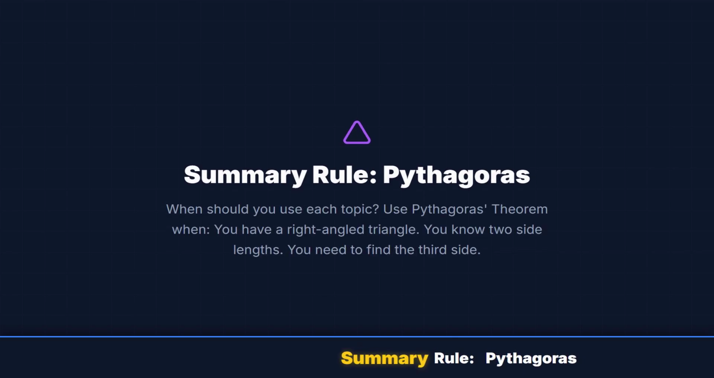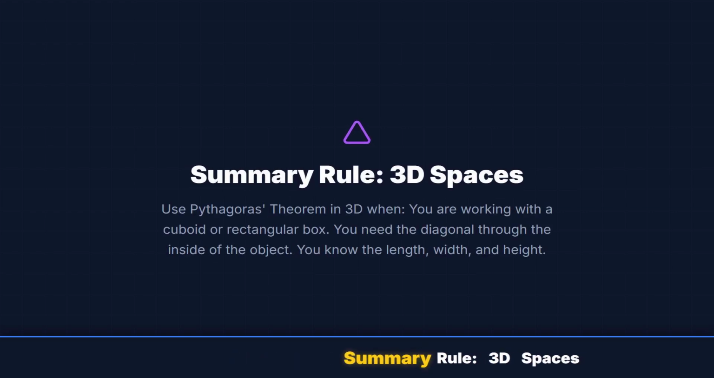When should you use each topic? Use Pythagoras theorem when you have a right-angled triangle, you know two side lengths, and you need to find the third side. Use Pythagoras theorem in 3D when you are working with a cuboid or rectangular box, you need the diagonal through the inside of the object, and you know the length, width, and height.